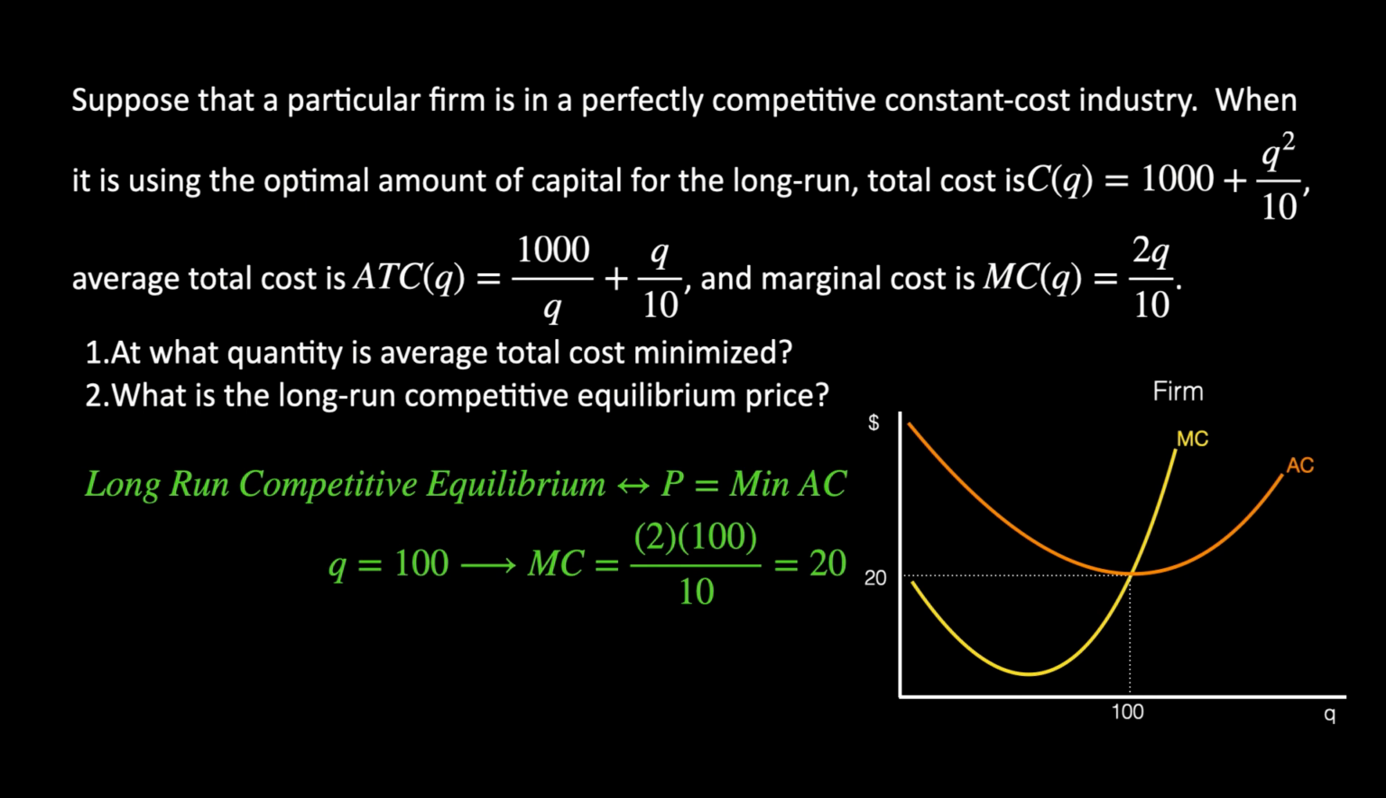So if we plug a quantity of 100 into either marginal cost or average total cost, we get the long-run competitive equilibrium price. Since the marginal cost equation is easier to work with than the average total cost equation, we plug the quantity of 100 into the marginal cost equation. When average total cost is at its minimum, both marginal cost and average total cost are equal to $20. So the long-run competitive equilibrium price is $20.